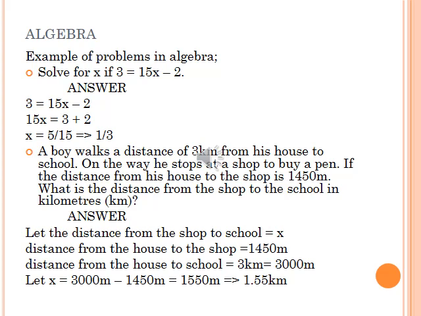2. A boy walks a distance of 3 kilometers from his house to school. On the way, he stops at a shop to buy a pen. If the distance from his house to the shop is 1,450 meters, what is the distance from the shop to the school in kilometers? Answer: let the distance from the shop to the school be x. Distance from the house to the shop is 1,450 meters, while distance from the house to the school is 3 kilometers, which is equal to 3,000 meters.